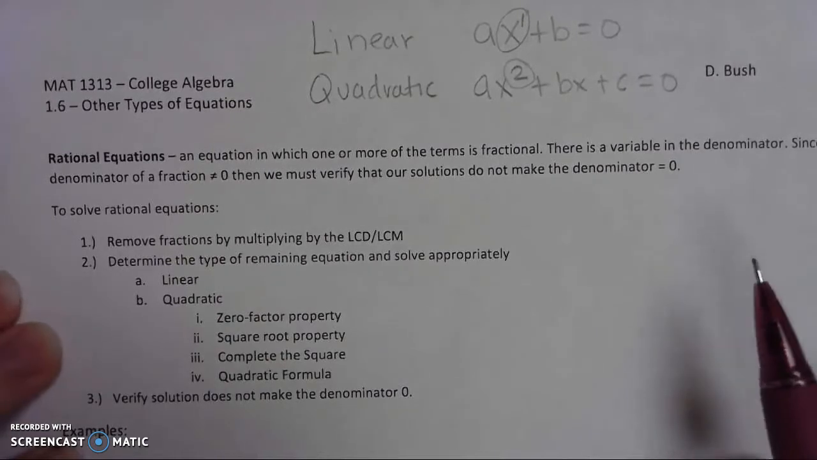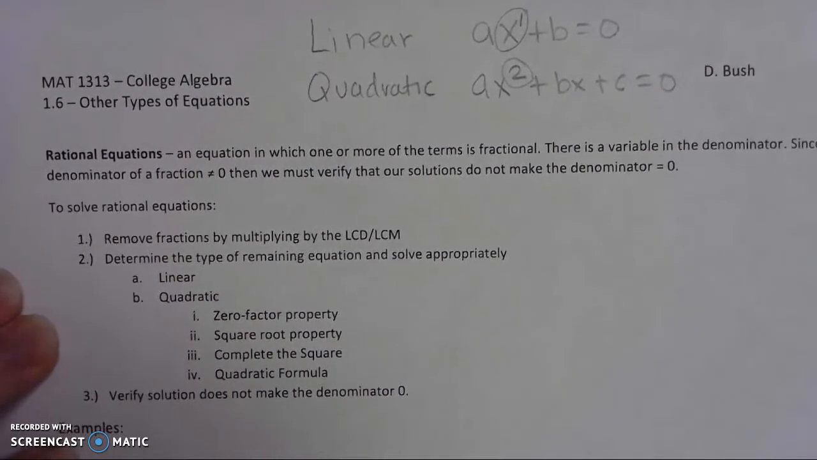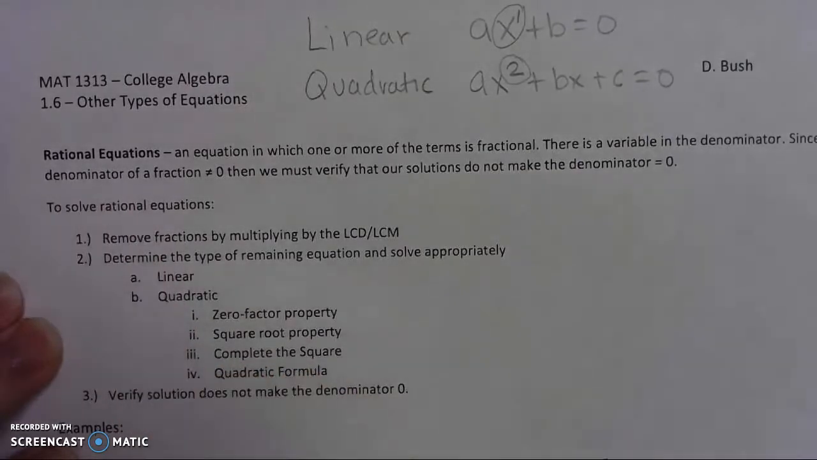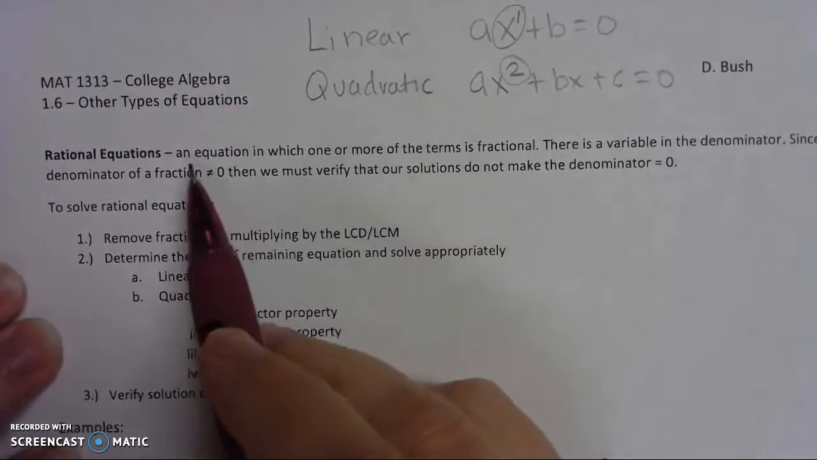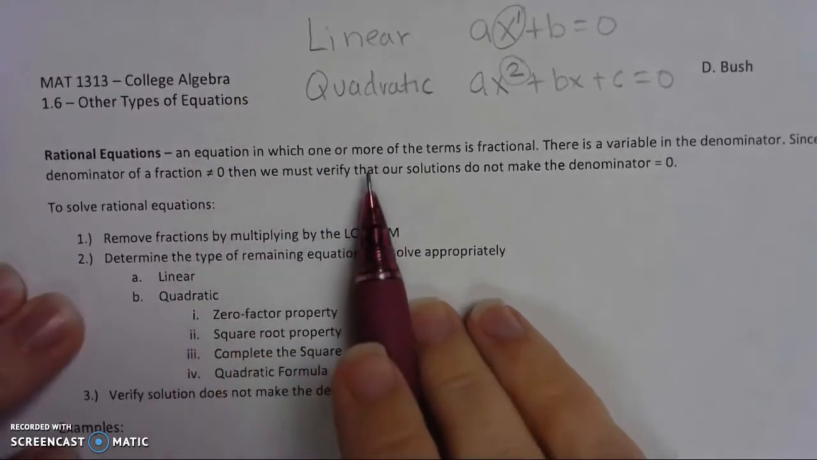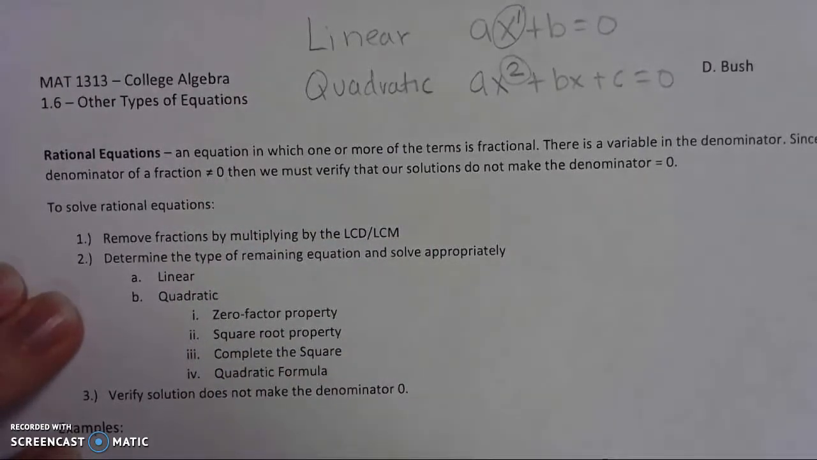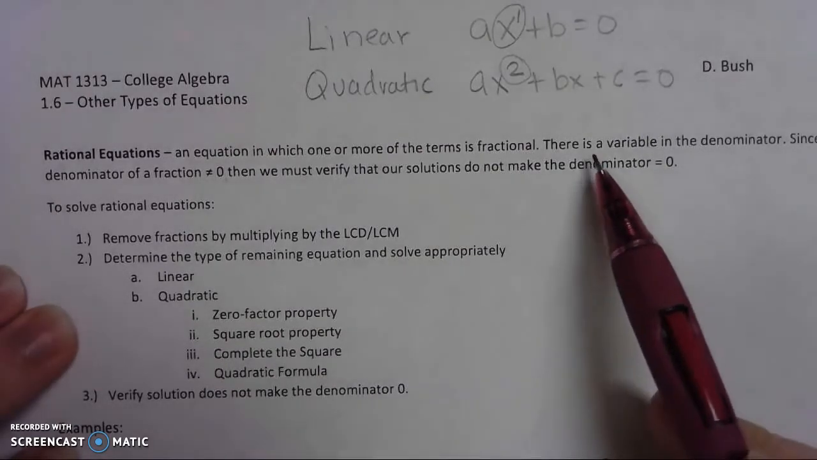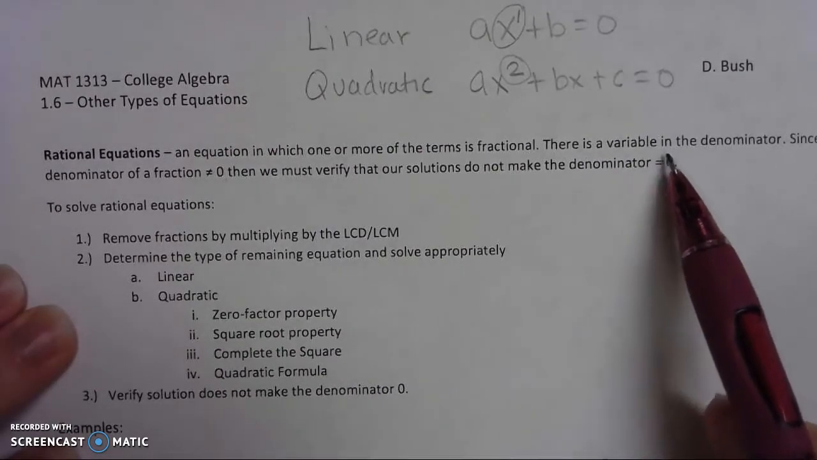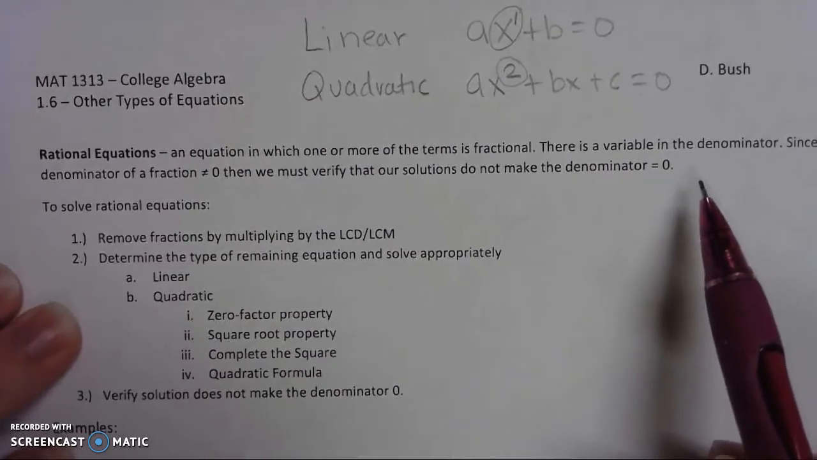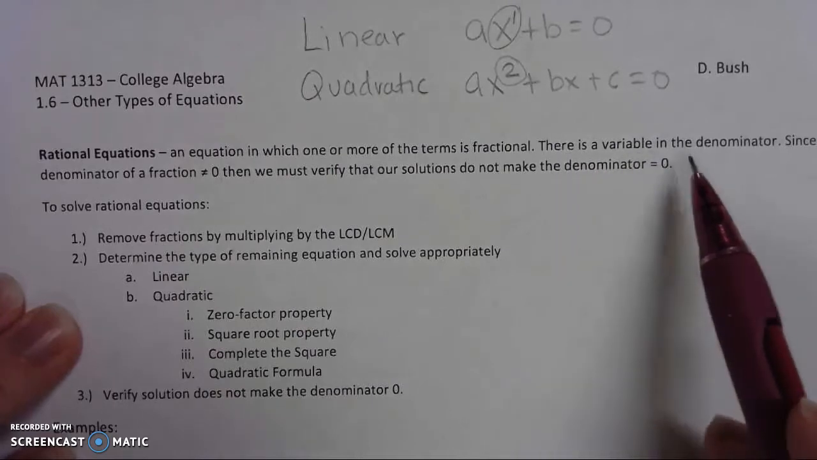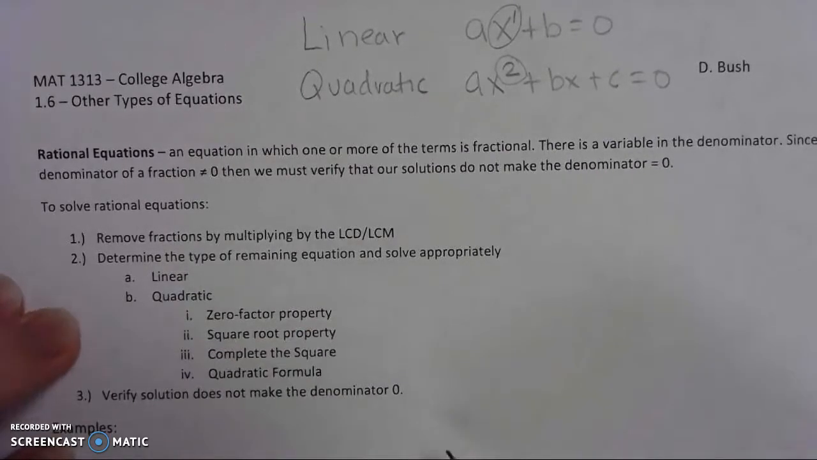Now in section 1.6, we're going to discuss two types of equations. The first type we're going to discuss is rational equations. With rational equations, there is one or more terms in that equation that are fractional. And we've seen some that are fractional, but this is different because the variable is now in the denominator. So when you see a rational equation, the variable is going to be in the denominator.